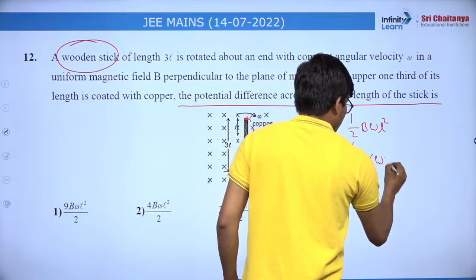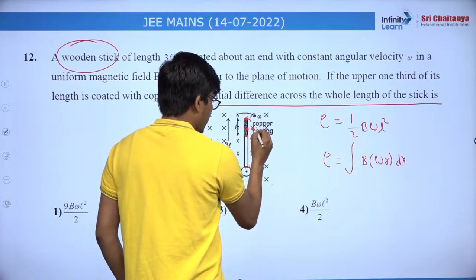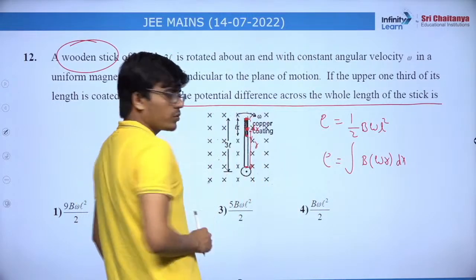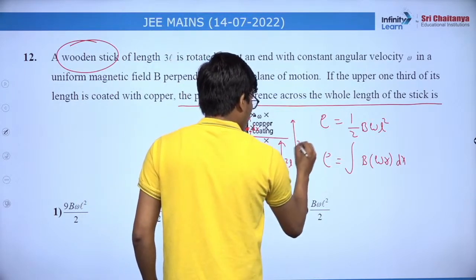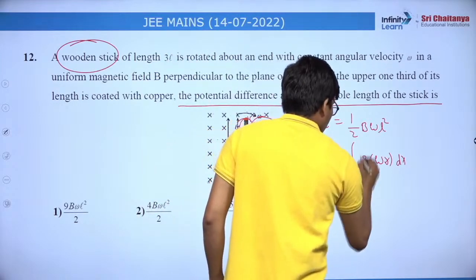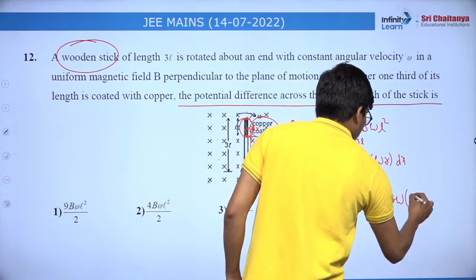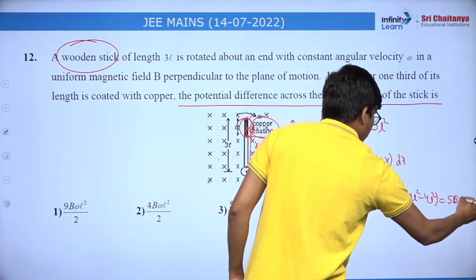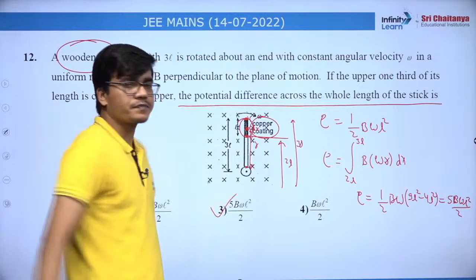B, V we write as omega r, into L we write as dr. This is how we take an element dr at radius r, right? So instead of 0 to 3L, my limit should be from 2L to 3L. Why? Because there will be only potential difference across this copper coating metal, right? So 2L to 3L, there should be integration. So E will be half B omega into (9L square minus 4L square), that is equal to 5B omega L square by 2, which is given in third option.